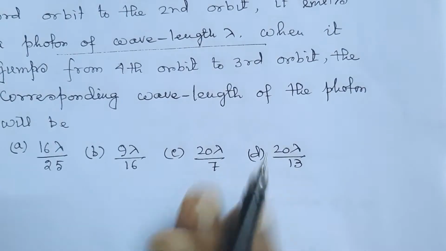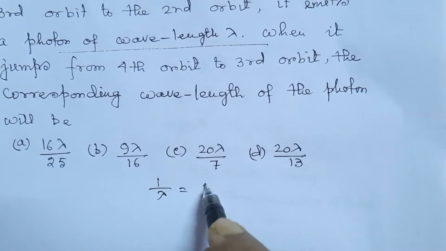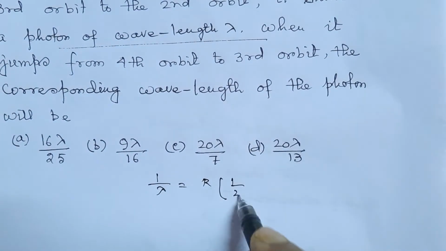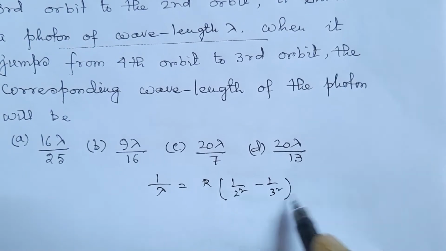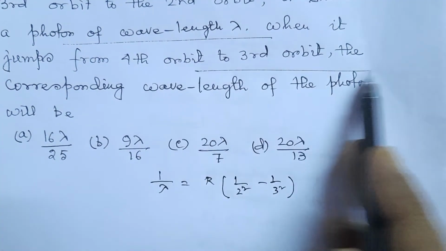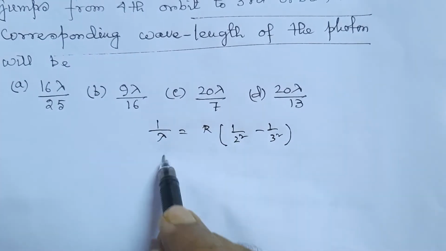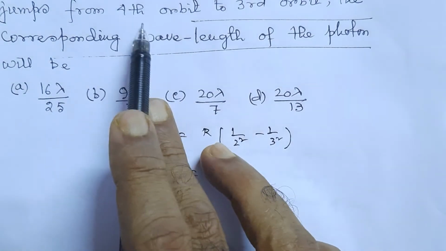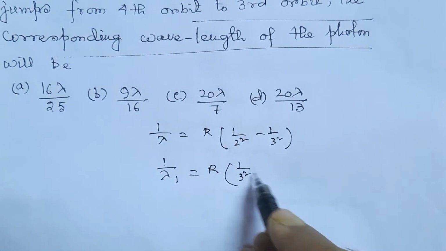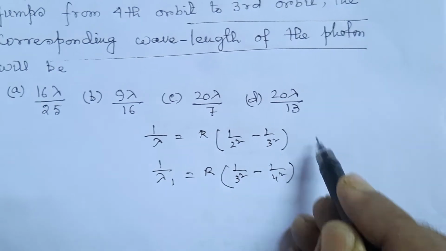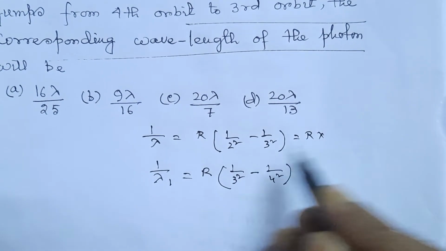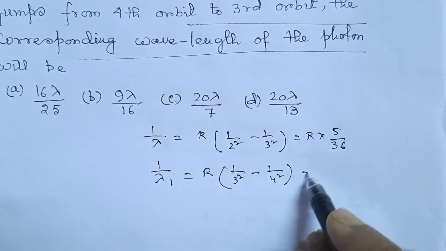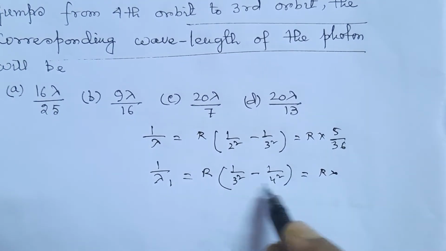So he says that 1 by lambda equals R into (third orbit to second orbit), 1 by 2 square minus 1 by 3 square. When it jumps from the fourth orbit to the third orbit, the corresponding wavelength is lambda 1, then 1 by lambda 1 equals R into (fourth to third), 1 by 3 square minus 1 by 4 square. From the first equation, it is R into (9 minus 4), that means 5 by 36. For the second equation, it is R into (16 minus 9), that means 7 by 144.